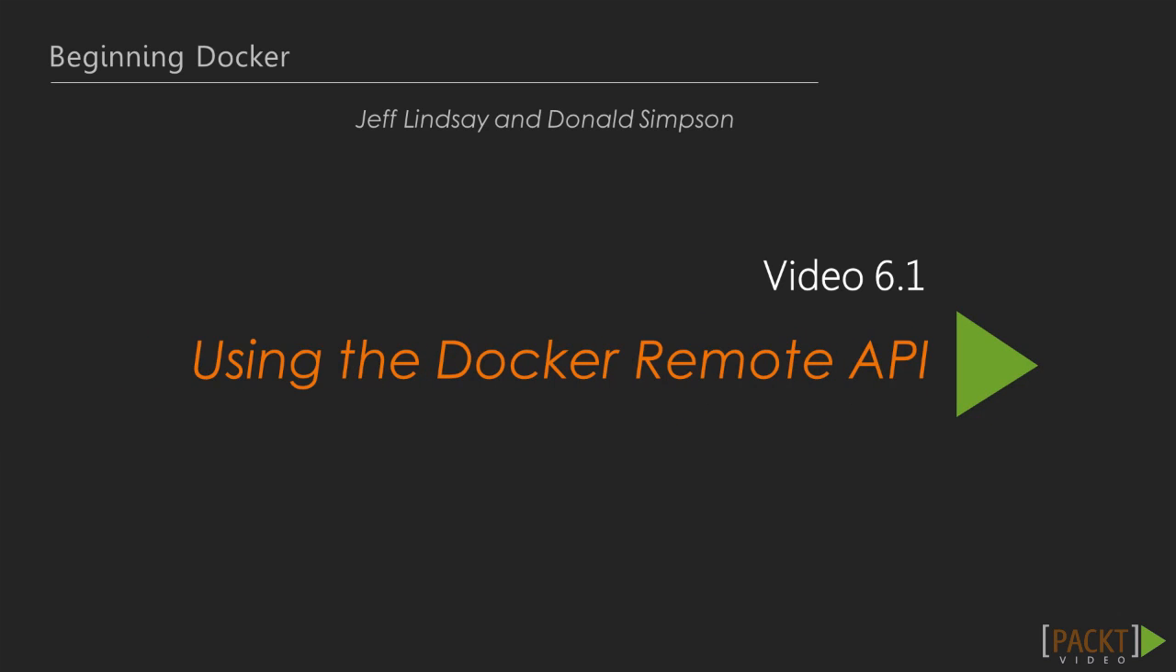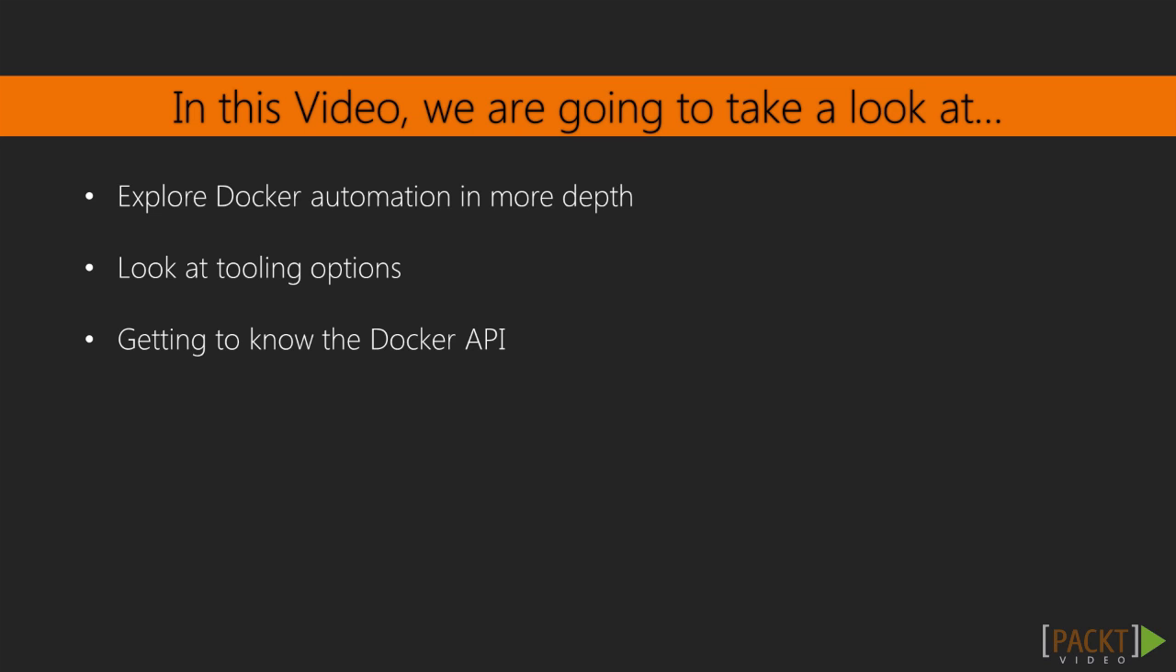Docker was designed for automation and programmability. This command line interface that we've been using is actually a client that uses an HTTP API called the Remote API. By working with this API more directly, we can control Docker from a number of environments, not just the shell. Let's try using the API directly.